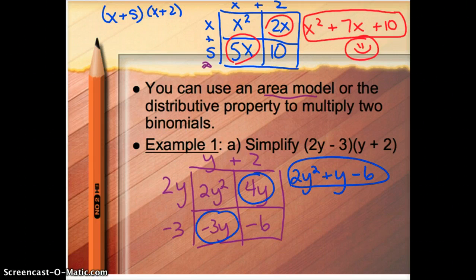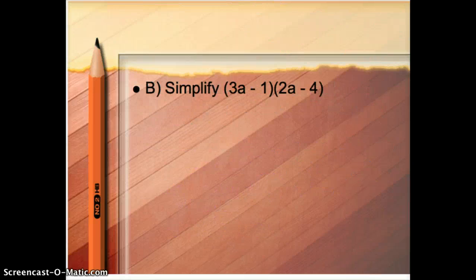Okay, with the next problem, I'm going to show you how to use the distributive property if you don't like drawing the rectangle diagrams. If I ask you to simplify the quantity 3a minus 1 times the quantity 2a minus 4, what I'm really doing is multiplying the 3a by the 2a and the 3a by the minus 4. And then I'm going to multiply the negative 1 by the 2a and the negative 1 by the minus 4.